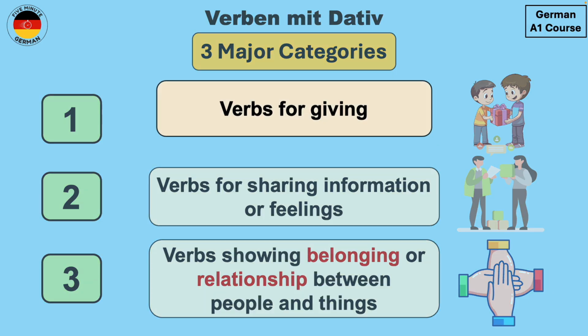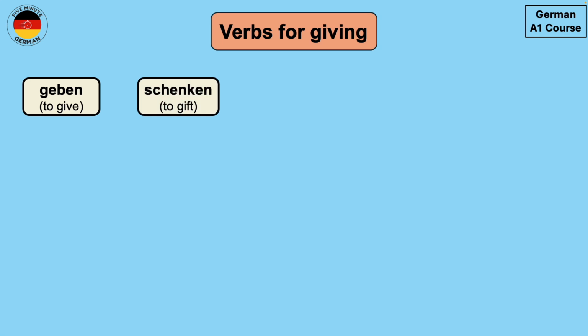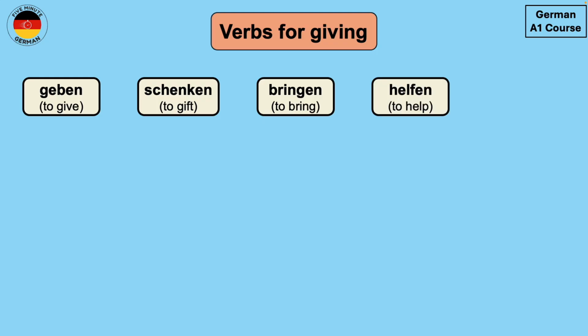So we start with the verbs for giving. Some commonly used verbs for giving which need the dative after them are geben, which means to give, schenken, which means to gift, bringen, which means to bring, helfen, which means to help, and schicken, which means to send. So you see, in all of these verbs you are giving something.